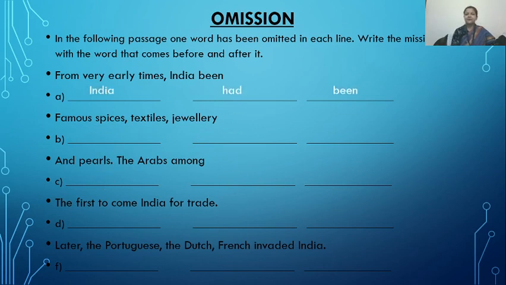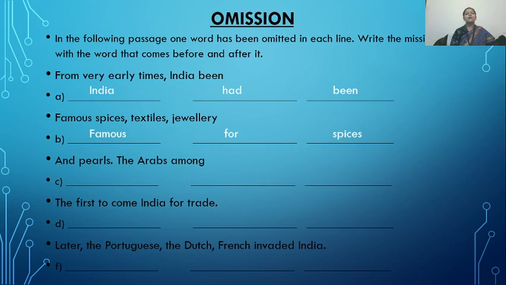"India had been." Here you can see that "had" was the word that was omitted. So I have written it in between. "India" is the word that is coming before, and "been" is the word that is coming after it. So "India had been" is my answer. Now look at the next. "Famous spices, textiles, jewelry." Famous what? Famous for. "Famous for spices, textiles and jewelry." So it should be "famous for spices".